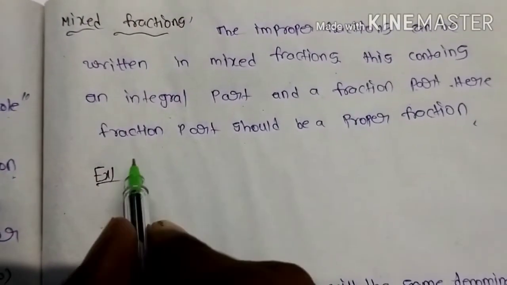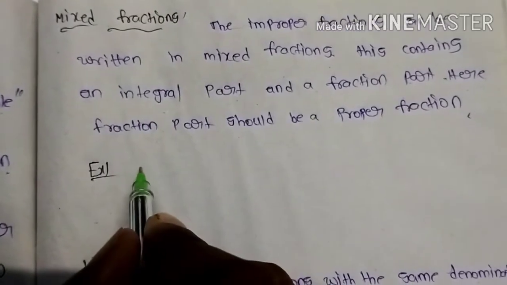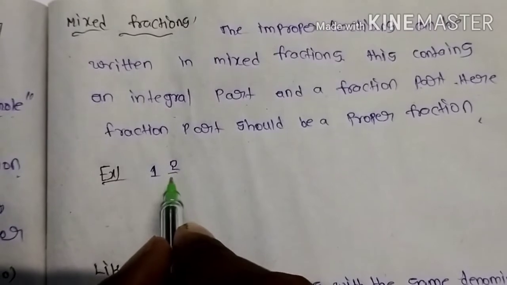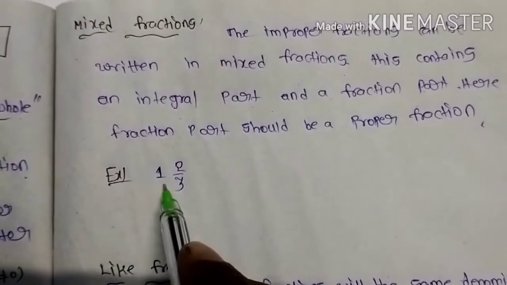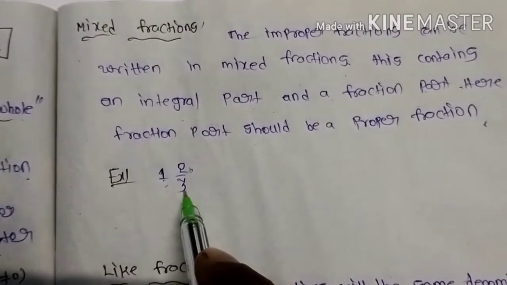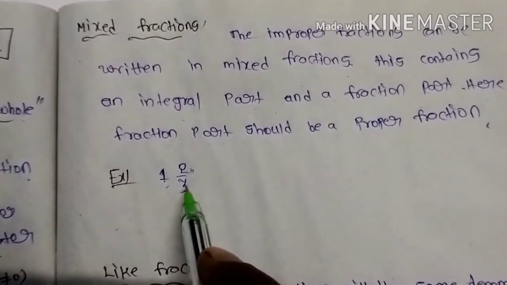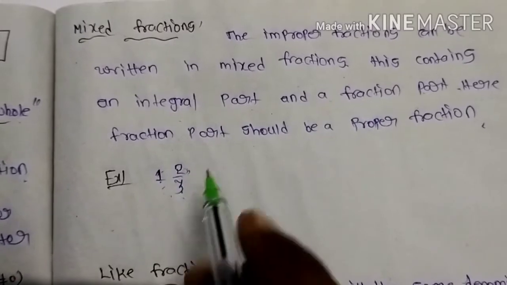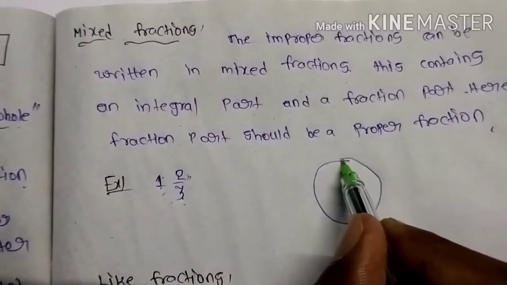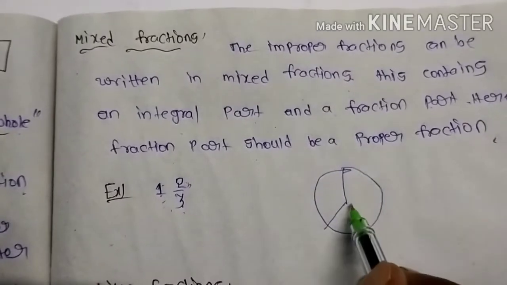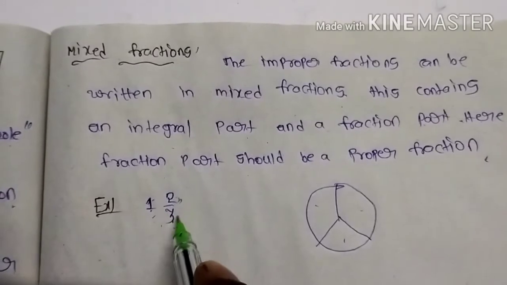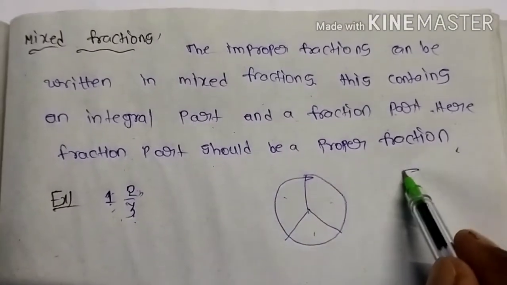For example, I am taking here 1 2 by 3. 1 2 by 3, it is a mixed fraction or not? 1 is called the integral part, 2 by 3 is called a proper fraction or not? Yes. How can you represent 1 2 by 3? You can take an apple, whatever it may be, and cut it into 3 parts. Yes or no? I cut into 1 2 3 parts. And also we need 2 by 3, that means one more part.